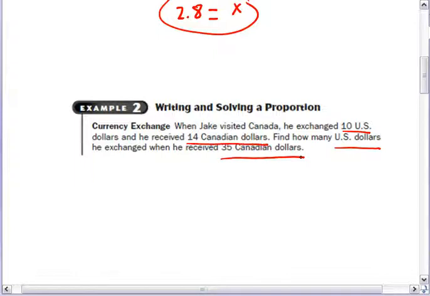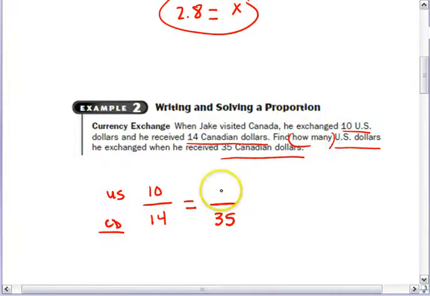Now, when you set up a proportion like this, it's super important that you follow the same pattern. So for instance, if I start with 10 US dollars and I put it over 14 Canadian dollars, then it's really important that I do the same thing over here. On this side of the proportion, I know Canadian dollars. I'm going to put 35 on the bottom because that's where I put Canadian dollars in this proportion. I don't know US dollars. That's the question they're asking me. So I'm just going to use X for that.